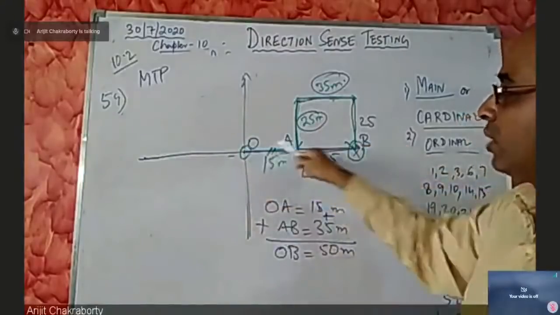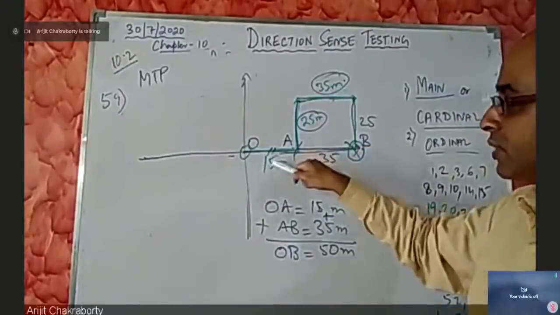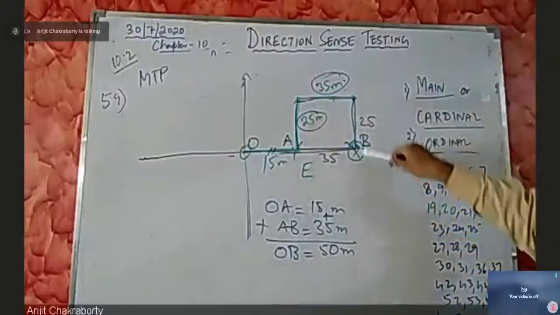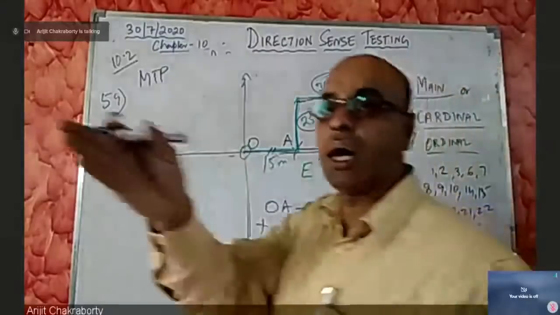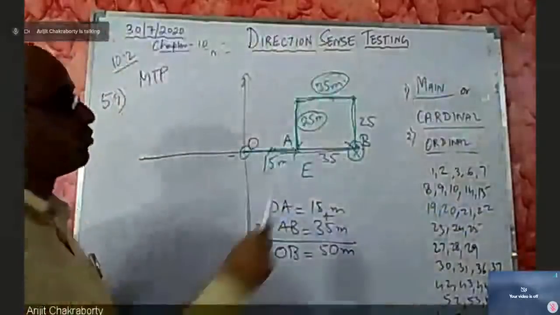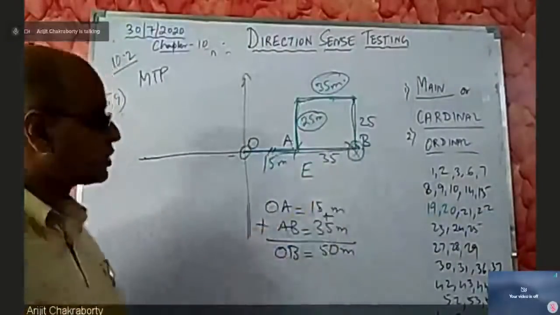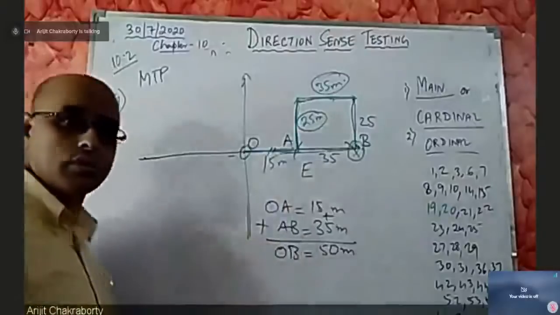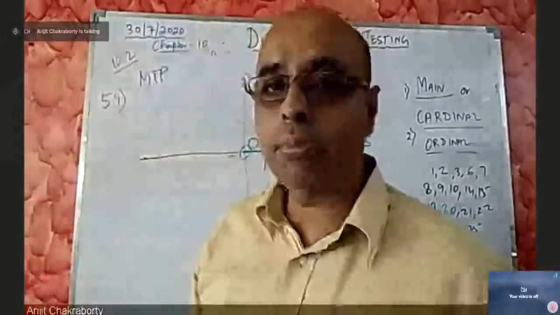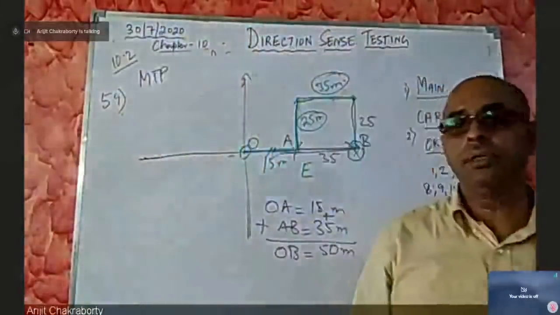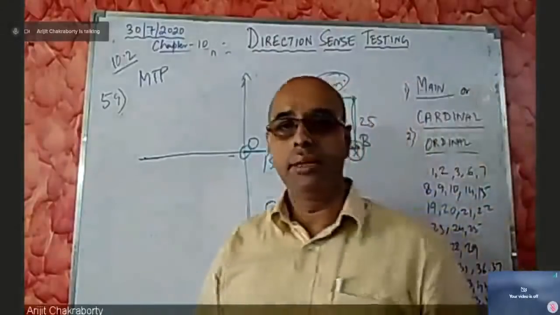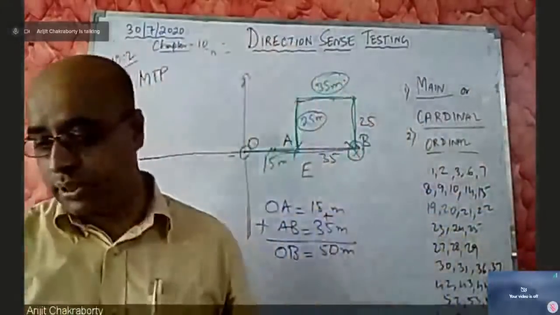He started from here. This distance OA is 15 meters. It is given in the problem. And then he actually went across the arms of a rectangle. And therefore, this AB is 35 meters. 15 and 35 gives you 50 meters. In the problem, option B is the correct option, 50 meters. Fine. I hope with this we complete directions.